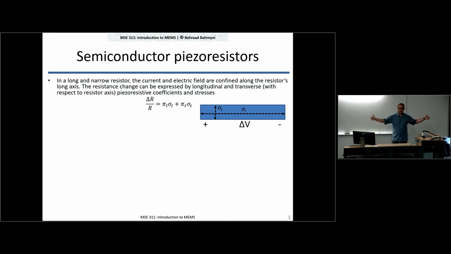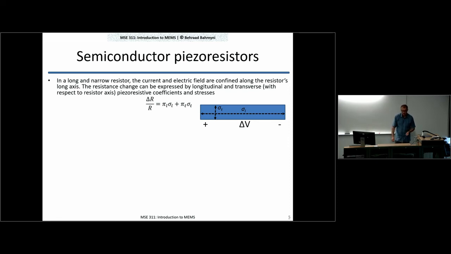And in this case, we're assuming that the resistor is long, or much longer than it is wide. If that's the case, when you apply an electric field across this device, the current will go from one end to another, in almost a uniform manner, and spread almost uniformly across the piezoresistor.